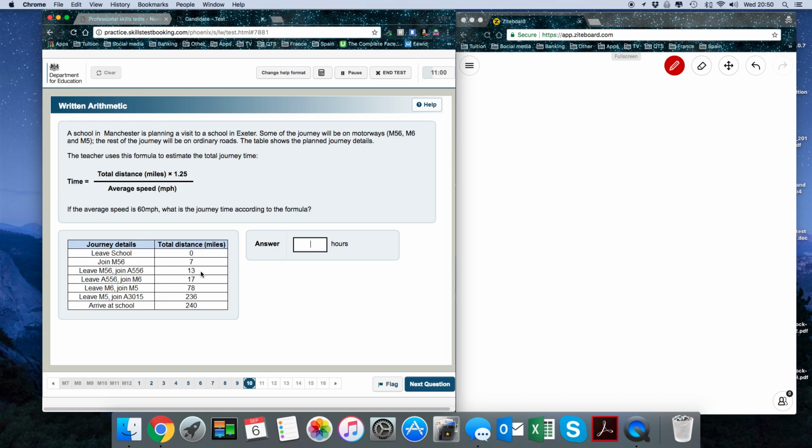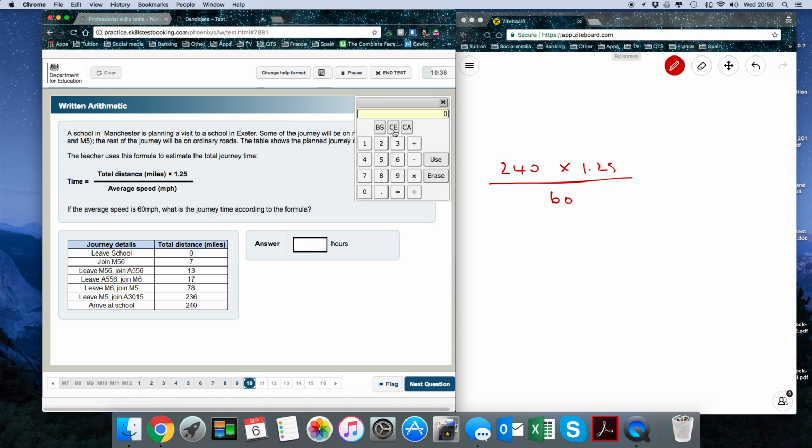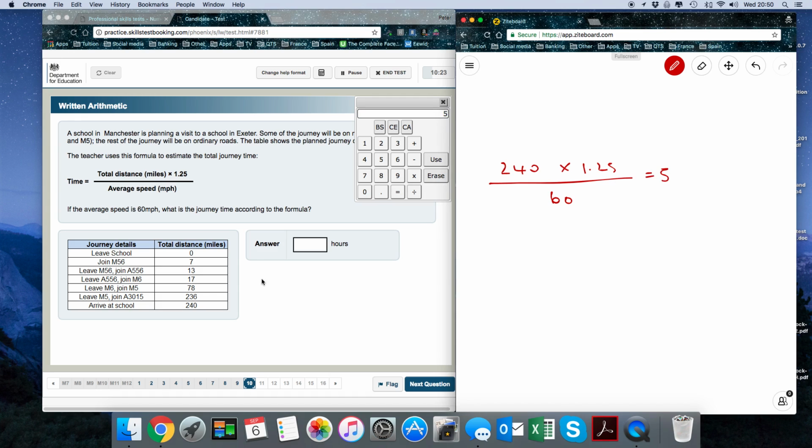Now, to cut a long story short, what that means is that this number at the bottom already is the total distance. So you go to the formula, it's 240 times 1.25, and then we divide by the average speed, which of course you've just got to read the question. Where is it? 60 miles per hour in there. So now once you've understood that, the question is super easy, but it's very easy to get caught out. I don't like the question because it's not numeracy that they're testing you on there. They're trying to trick you, and it certainly works with a lot of people. It's 5 hours.